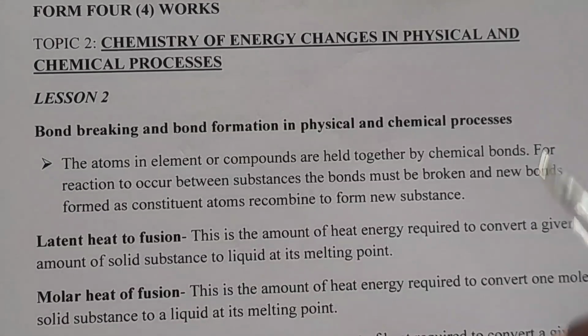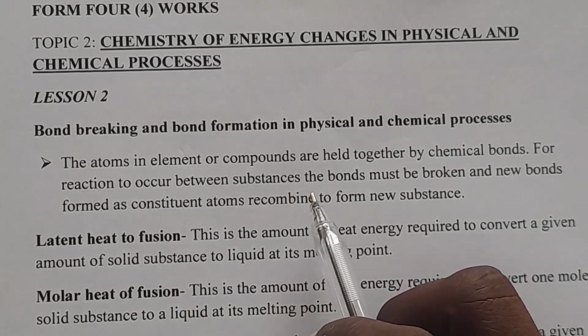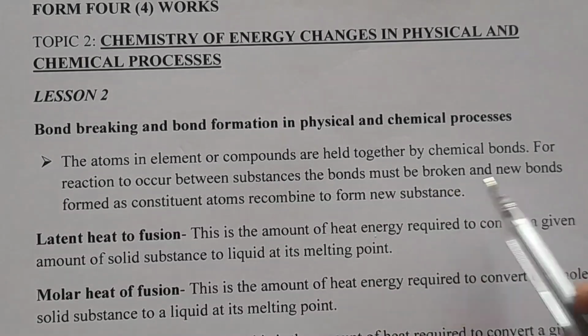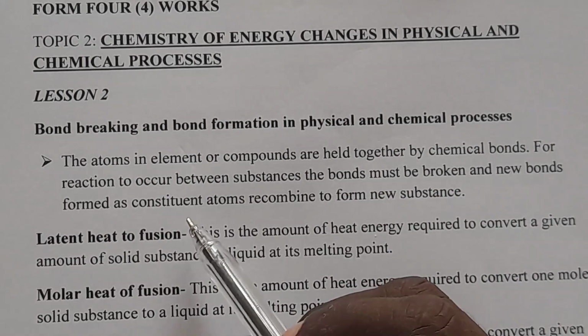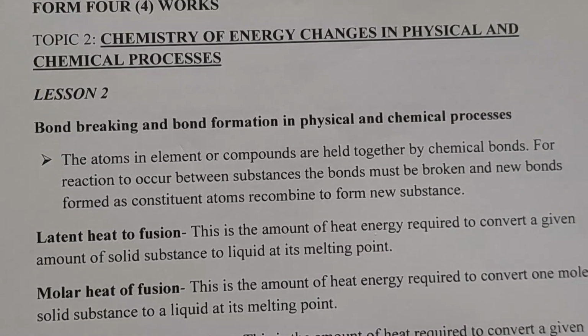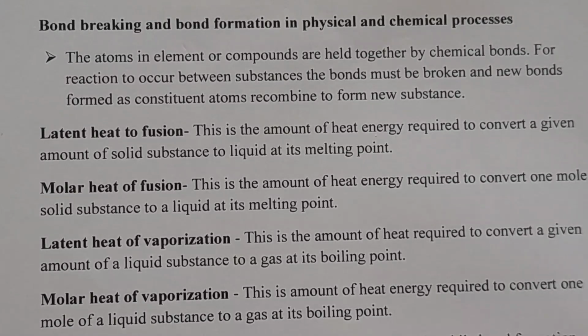So we are told that for reactions to occur between substances, like the hydrogen gas and chlorine gas that we have taken right now, the bonds must be broken and new bonds formed as the constituent atoms recombine to form new substances. Okay, let's try to have some definitions, like latent heat of fusion.